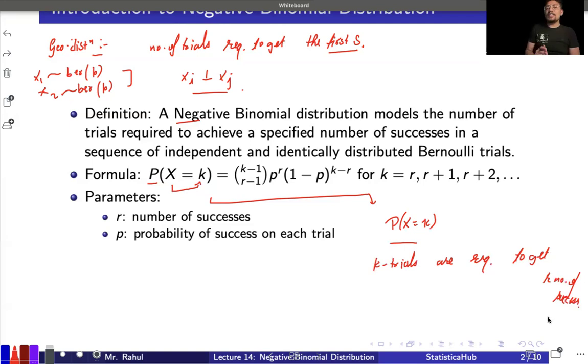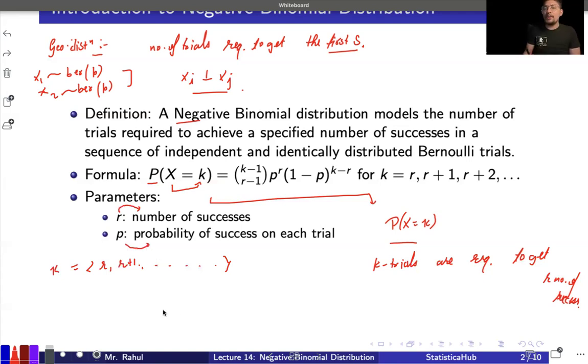Okay, so let's try to see what the answer can be. The trials required to get the Rth success, or R number of successes, cannot be less than R. To get R successes, you have to play the game at least R times. So in this setup, the support of the negative binomial random variable K will be R, R plus 1, and so on. The minimum possible value for K is R only, because you need at least R successes. So that is the number of successes R, and P is the probability of success in each trial.